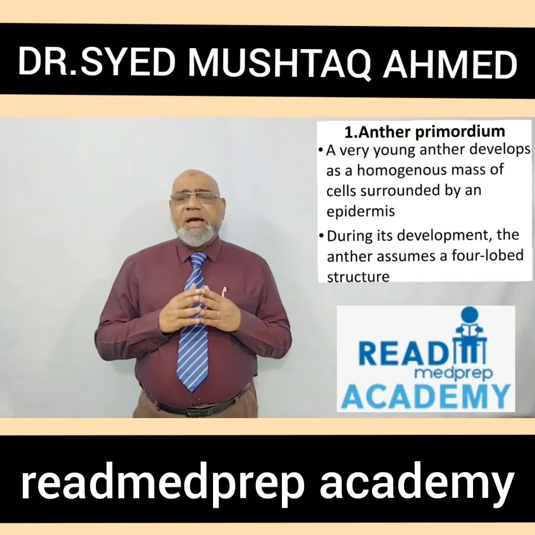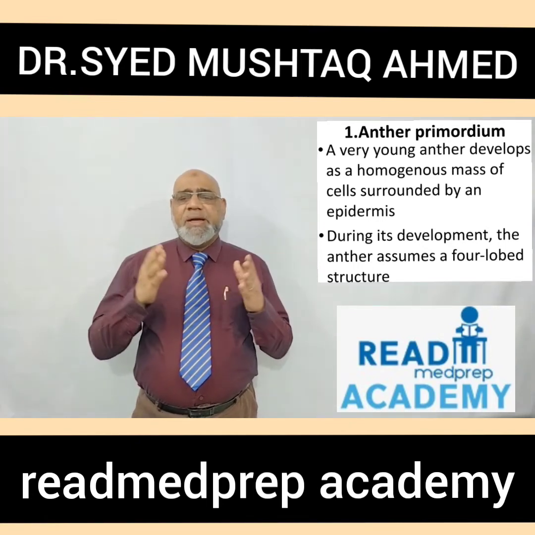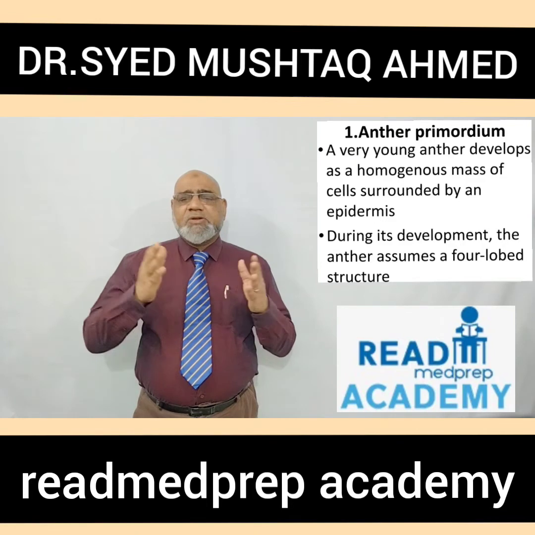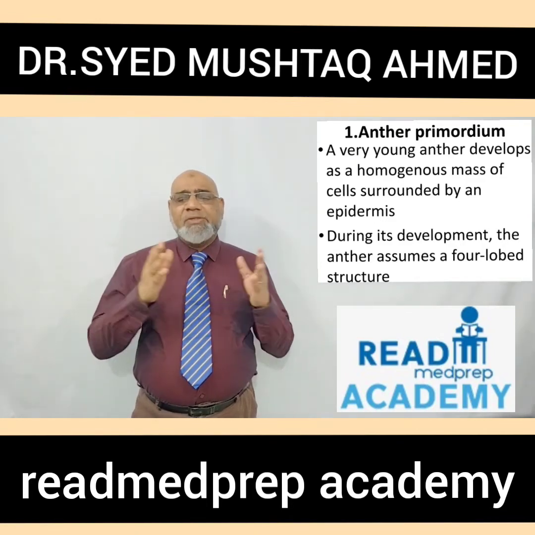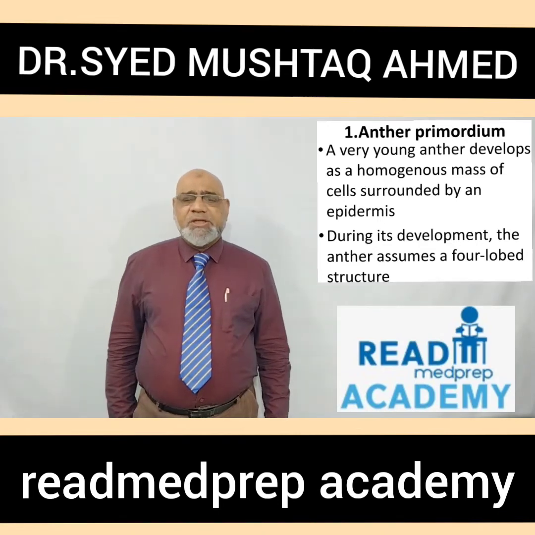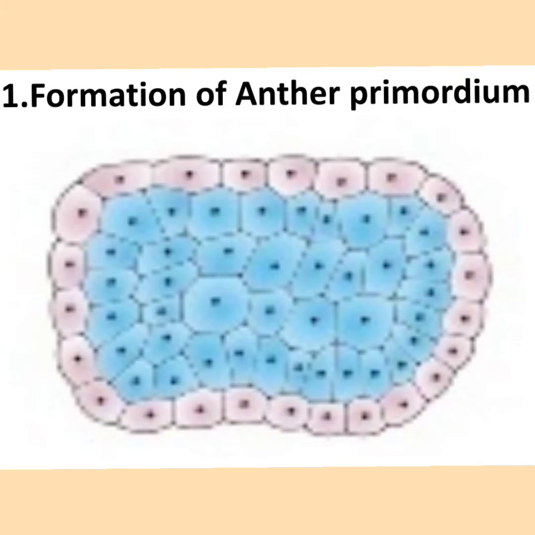Now, a very young anther develops as a homogeneous mass of cells surrounded by an epidermis. This is called the Anther Primordium. During its development, the anther assumes a four-lobed structure. This is the first stage of the development. Here you can see a mass of cells surrounded by an epidermis.